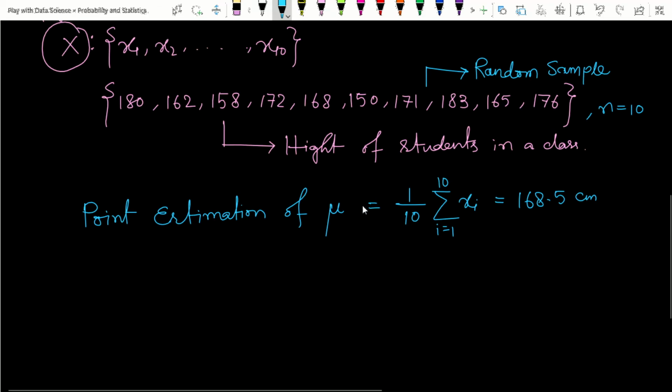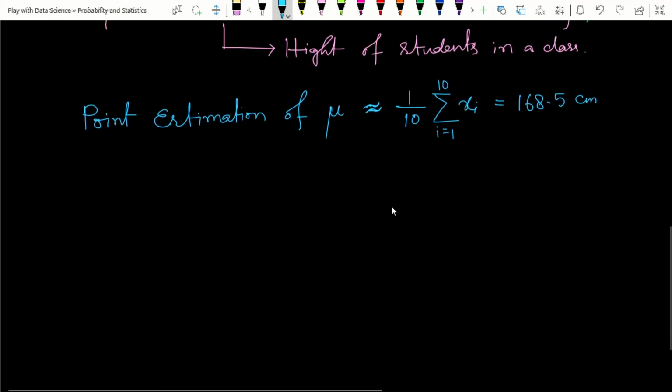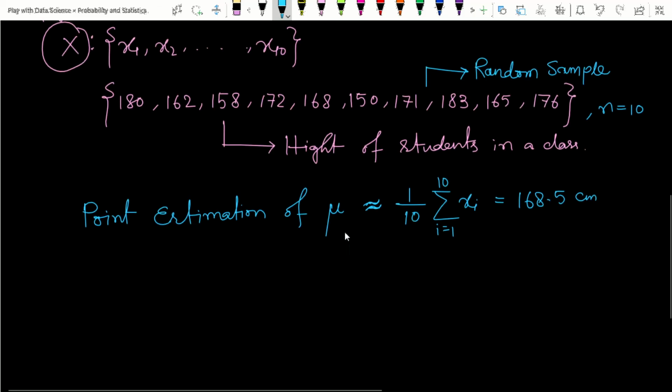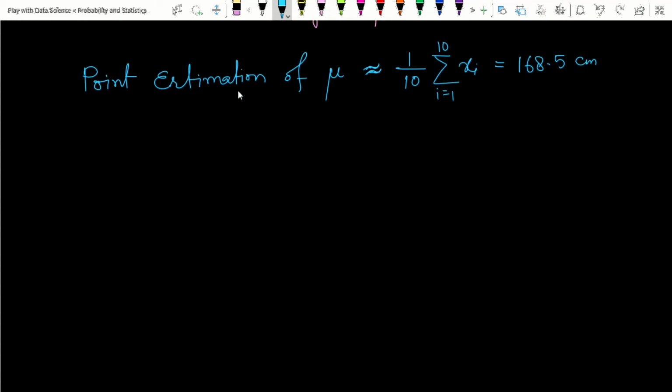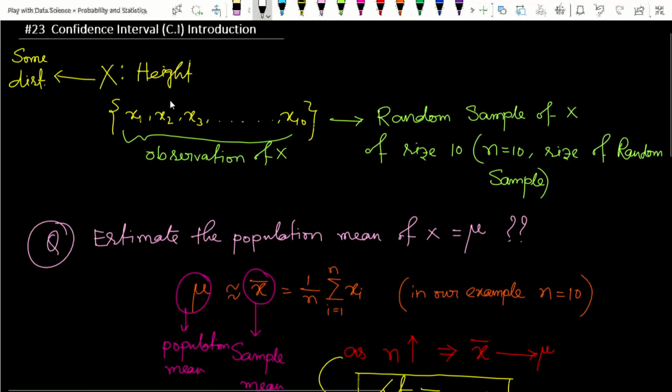These simple things are called point estimation. It's not actually equal, it's an approximate estimate. Now, if we increase the value of n, then the point estimation of our population mean will be more accurate. But the problem is that collecting a large number of observed values is sometimes totally impossible. So in such a scenario, confidence intervals help us estimate the right population mean.